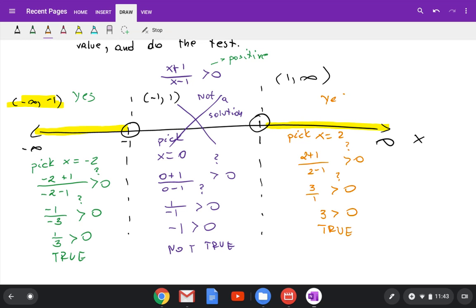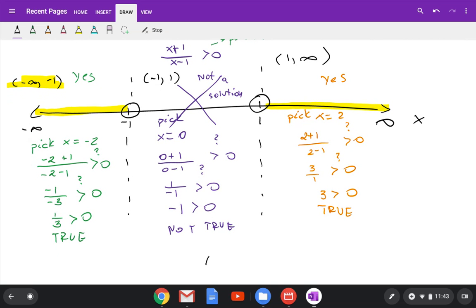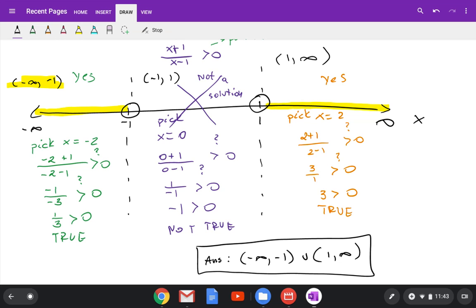So yes, solution. So we have 2 intervals which satisfy our inequality. So we're going to write down the answer. Our inequality is positive for x values from negative infinity to negative 1, union from 1 to positive infinity. So that's the final answer. Okay. And I want to do one more.